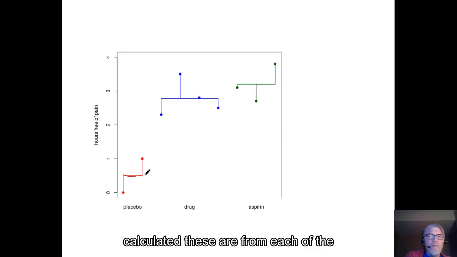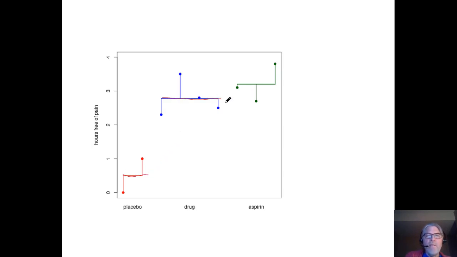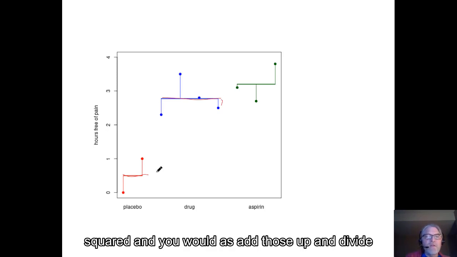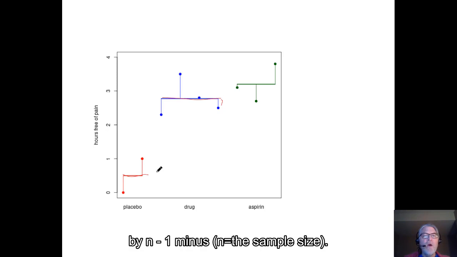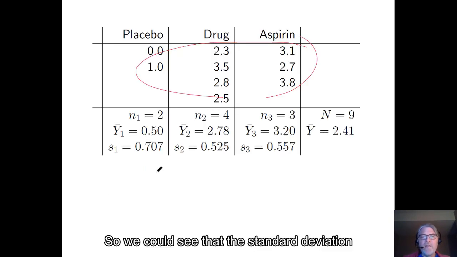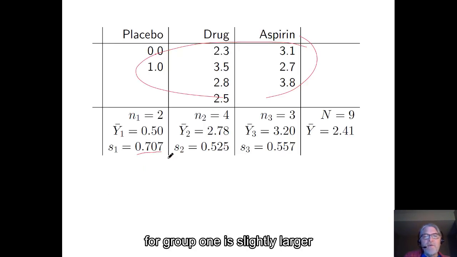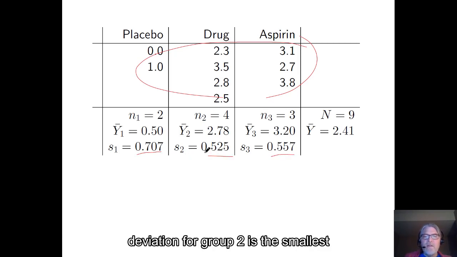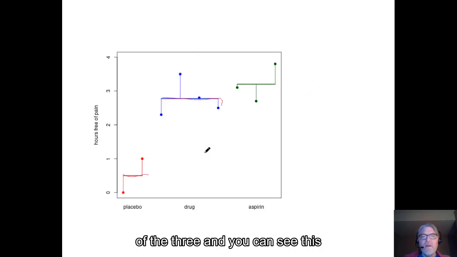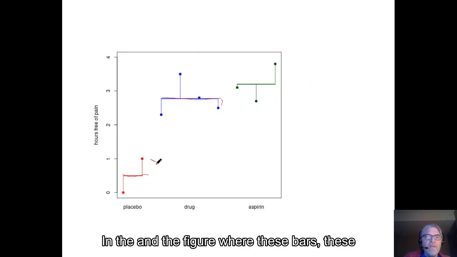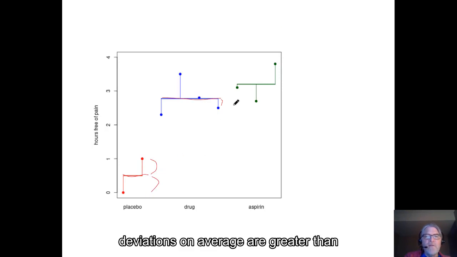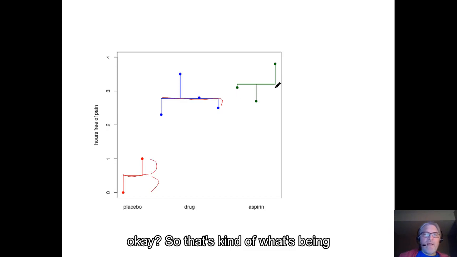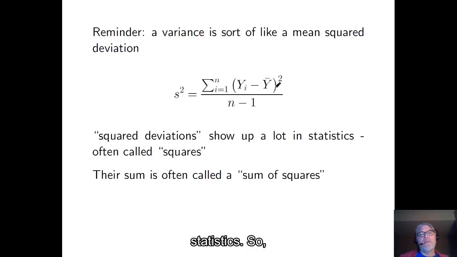These are from each of the group means, the distance between each point, the deviation between each point and its group mean. So that would be the number squared, and you would add those up and divide by the sample size minus 1. So we could see that the standard deviation for group 1 is slightly larger than the standard deviation for the other two. The standard deviation for group 2 is the smallest of the three, and you can see this in the figure where these bars, these deviations on average are greater than the deviations in the other groups. Okay, so that's kind of what's being captured in those summary statistics.